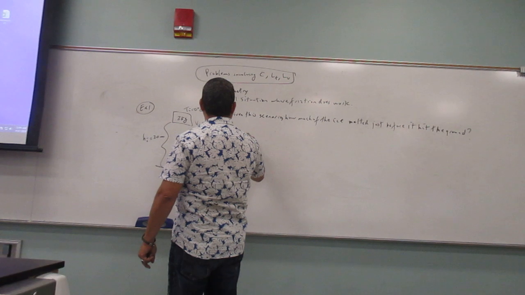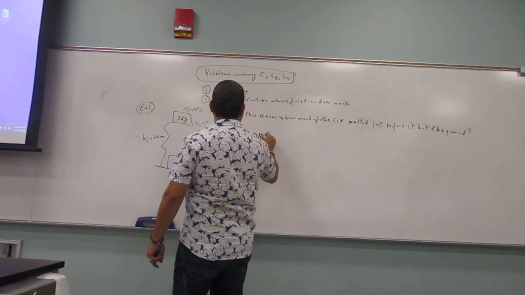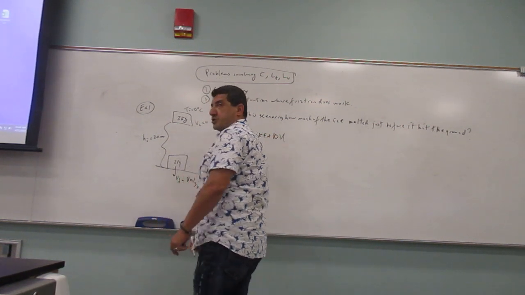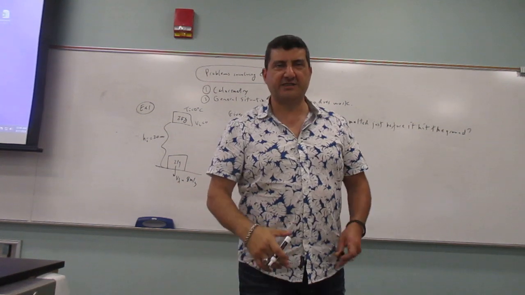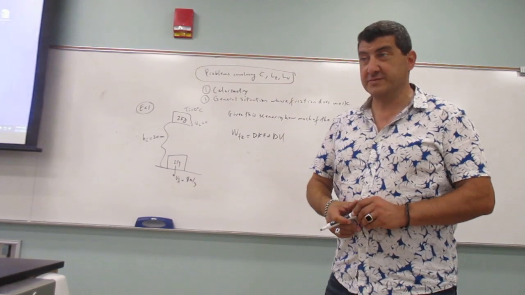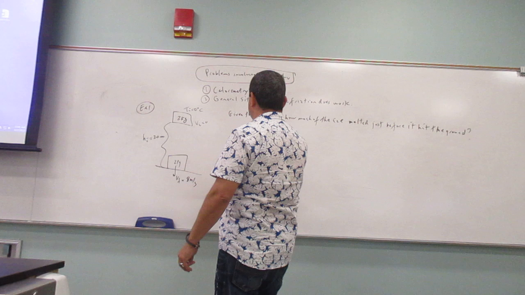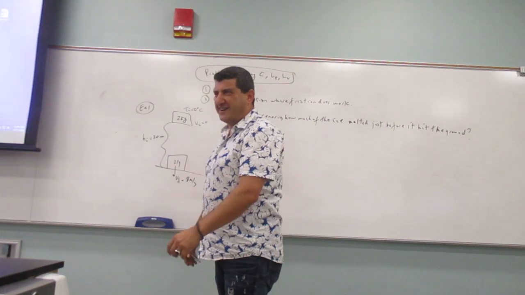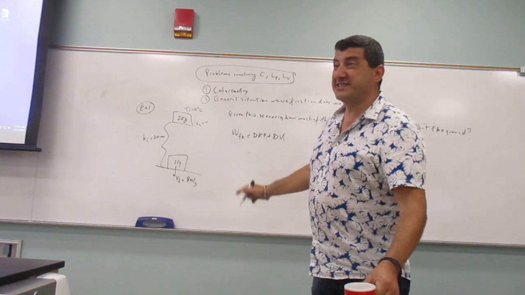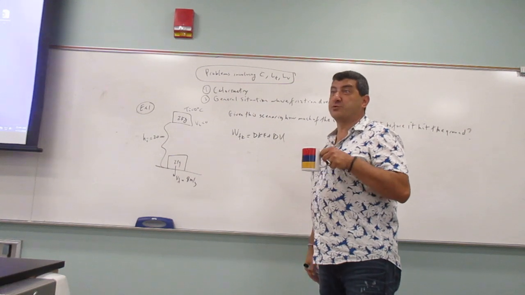So what's the equation? Work by friction equals change in kinetic energy plus change in potential energy. So this is the physics 1 work-energy theorem, right? This is what we do in physics 1. Now we're using this as a physics 2 problem.